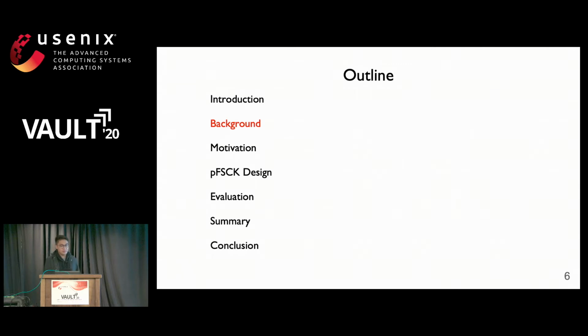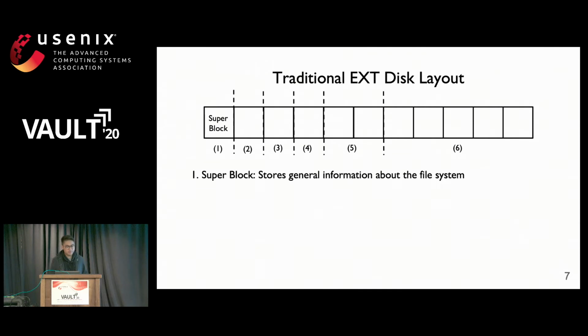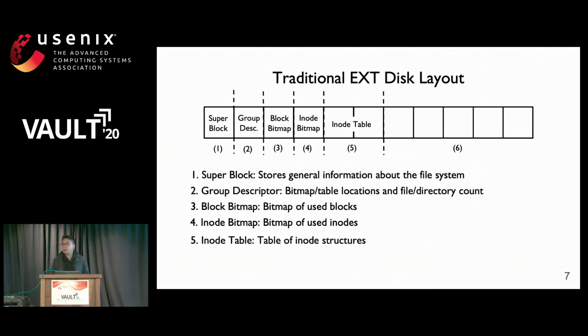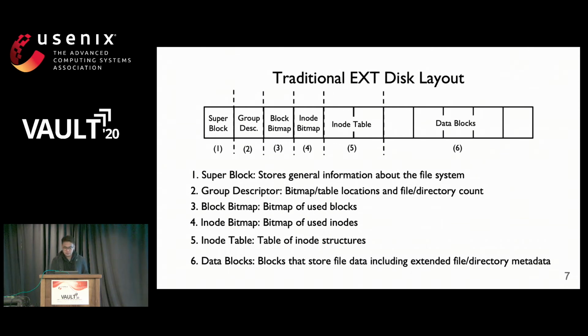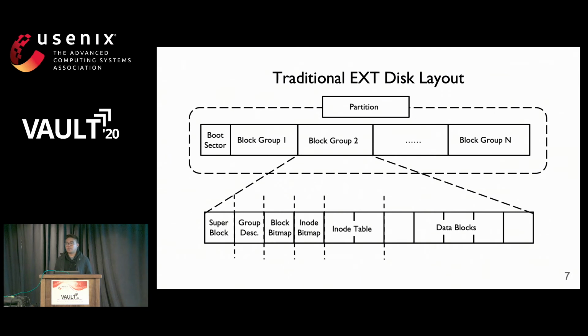So just a little bit of background. This is probably something that most of you already know, so I won't go into much detail. Here we have the traditional ext disk layout, which consists of 6 parts: the superblock, group descriptor, block bitmap, inode bitmap, inode table, and data blocks. And this is just one block group of multiple block groups on a disk or partition.